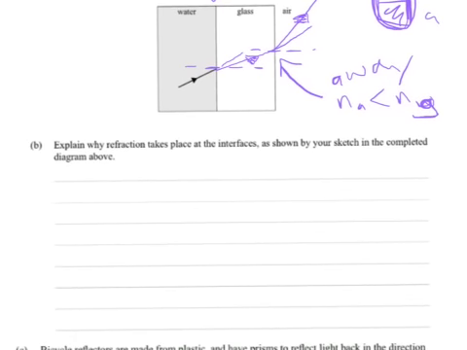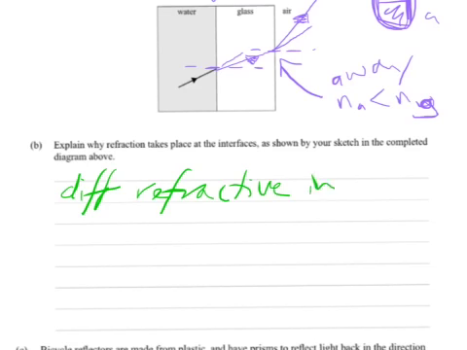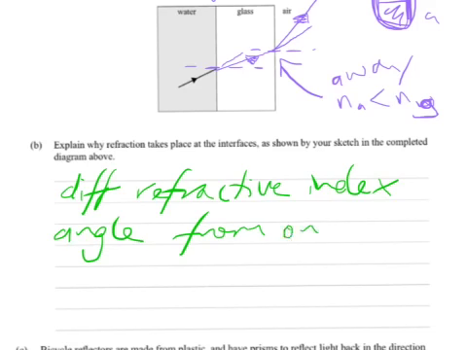Explain why refraction takes place at the interfaces, as shown by your sketch in the completed diagram above. So our explanation why refraction takes place at the interfaces is because there are different refractive indexes, and light is passing at an angle from one to the other.